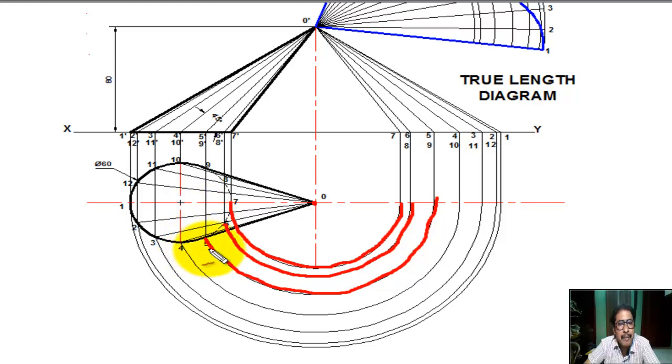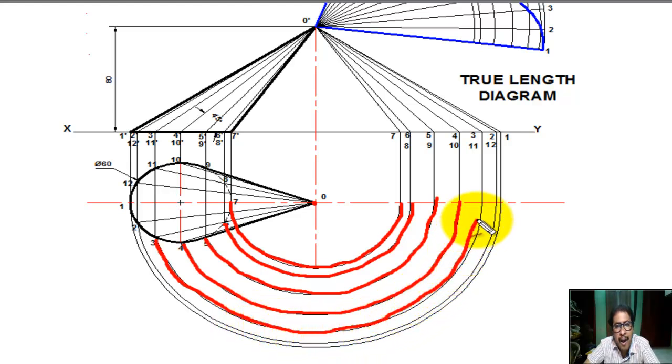Draw the arc from 10 and 4. Draw the arc from 3 and 11 with center O. Draw the arc from 2 and 12.